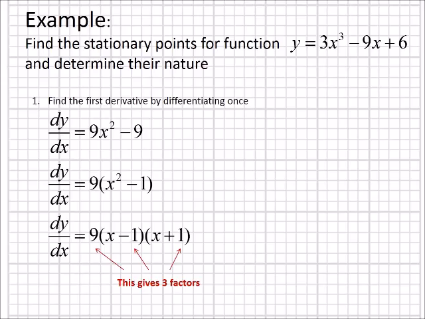As an example, we will find the nature of the stationary points of the function y equals 3 times x to the power of 3 minus 9 times x plus 6 using the first derivative test. The first step is to find the derivative by differentiating the given function once. This gives us three factors: 9, which will always be positive, x minus 1, and x plus 1. Now to find the stationary points, solve for x minus 1 equals 0, and x plus 1 equals 0. The two stationary points should occur when x equals 1 and minus 1.